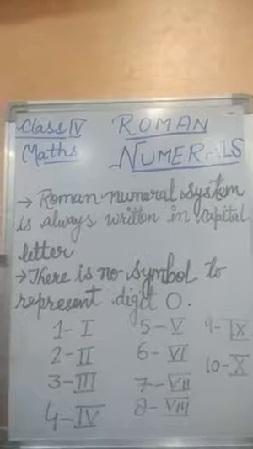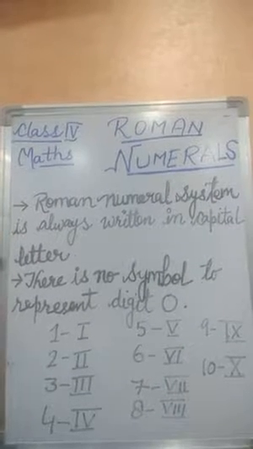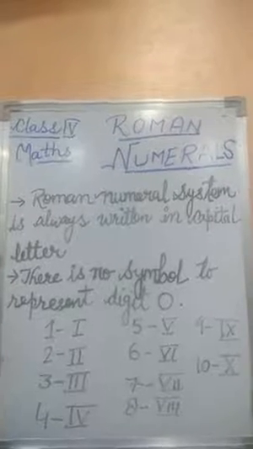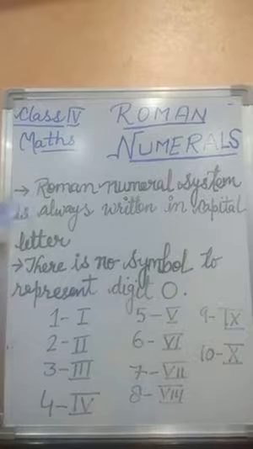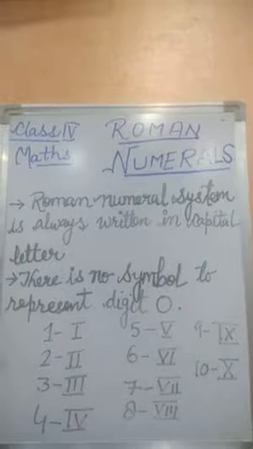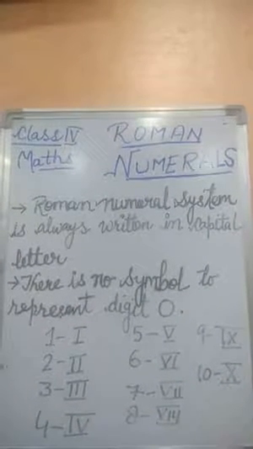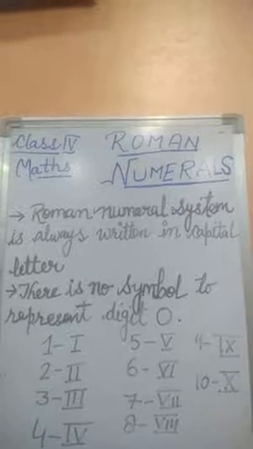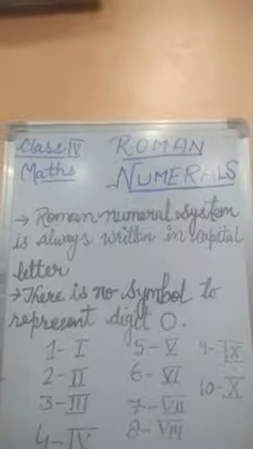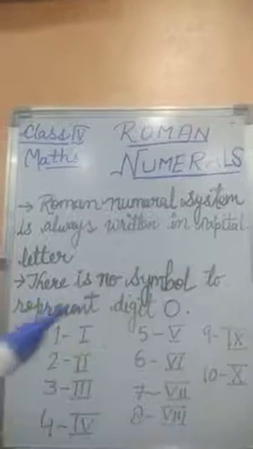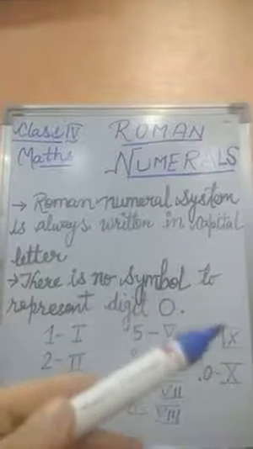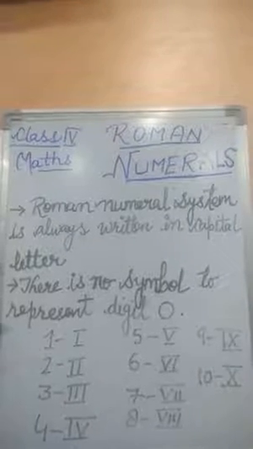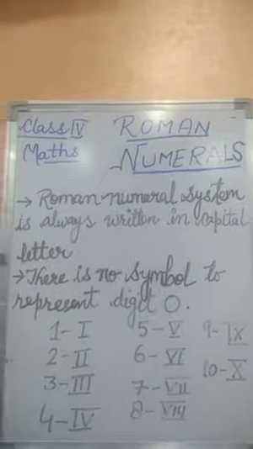Now, students, let us study a few important points. Roman numeral system is always written in capital letters. Okay? As I told you earlier, Roman numerals are always written in capital letters. Okay? Next, there is no symbol to represent digit 0. Clear all of you? There is no symbol to represent digit 0.